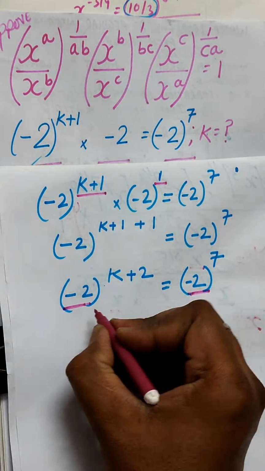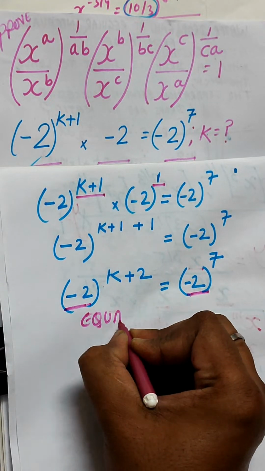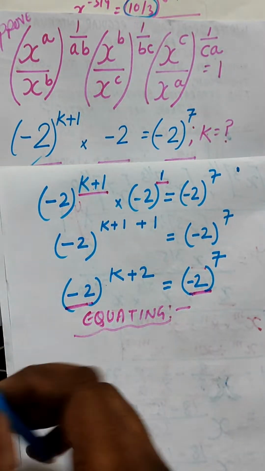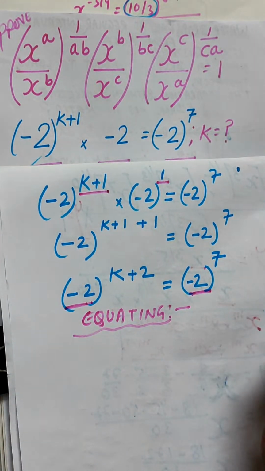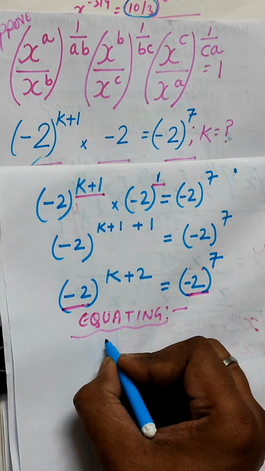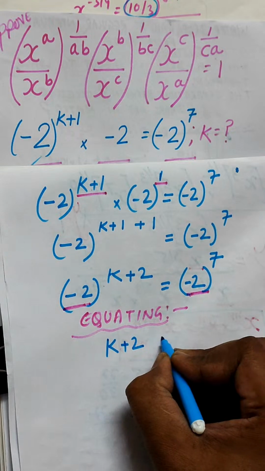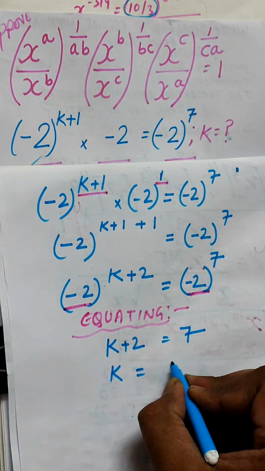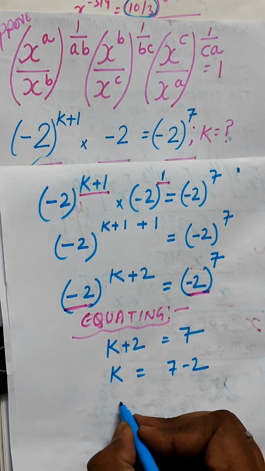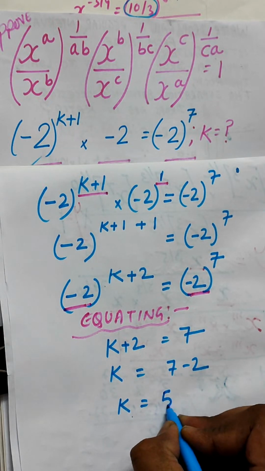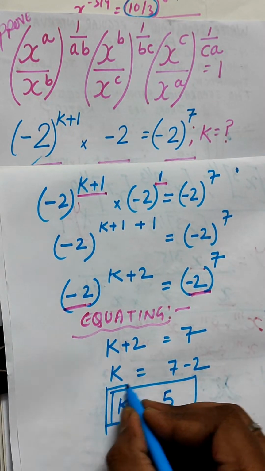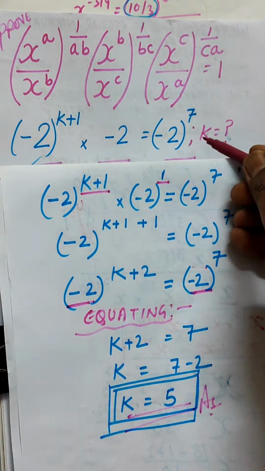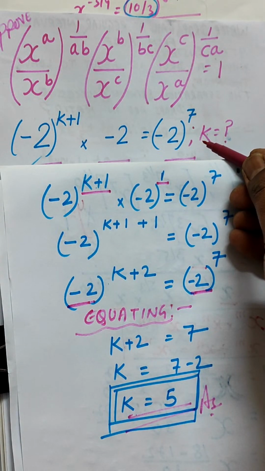Now you can see the base of the LHS and the base of the RHS are the same, so just equate. On equating, since the bases are the same, exponents should be equal, right? Then we can say that k plus 2 is equal to 7. So this will give you the value of k as 7 minus 2, which is 5. So k equal to 5 is the answer for the second question, right?